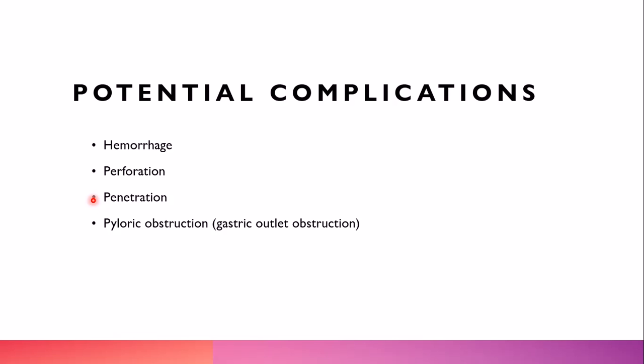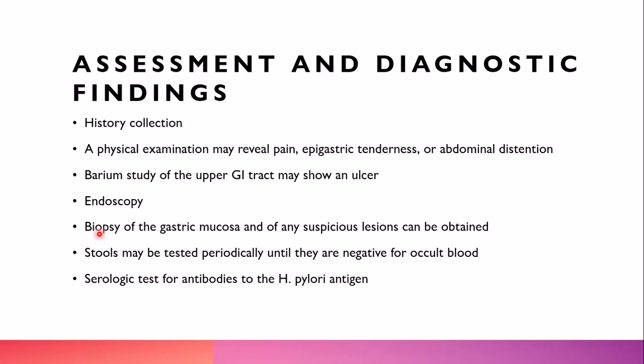Then pyloric obstruction. Once it happens in the pylorus region, there will be gastric outlet obstruction, and the person will have constipation. Now, assessment and diagnostic findings. So first of all, we'll do a history collection, and secondly we'll perform a physical examination and ask the patient about their pain, with what kind of pain they are having. Epigastric tenderness, we can see if there is any distension in the abdomen region. We can see that too via palpation, inspection, percussion, and auscultation.